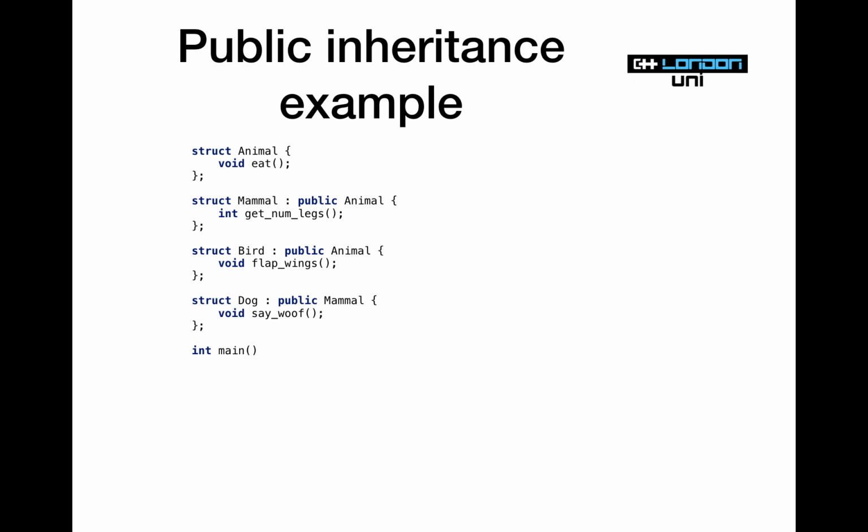which means that in a technical sense, this inherits from mammal, publicly inherits from mammal. So this getNumLegs function becomes a public member function of our dog class. And a mammal is a kind of animal, which means that this public member function becomes a public member function of mammal, which means that it becomes a public member function of dog. So it doesn't look like it here, but the dog actually has 3 public member functions. It has sayWoof, it has getNumLegs, and it has eat.